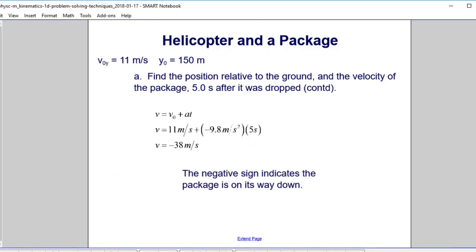Now we'd like to find the velocity 5 seconds after it was dropped. Well, here we just have the first kinematics equation. We put in our initial velocity, add in the acceleration term, which is negative 9.8, times 5 seconds. And the package is doing negative 38 meters per second, and the negative sign tells us that the package is on its way down here.